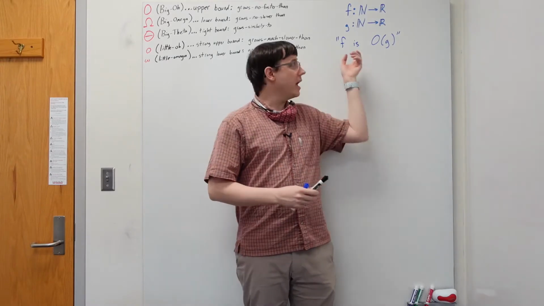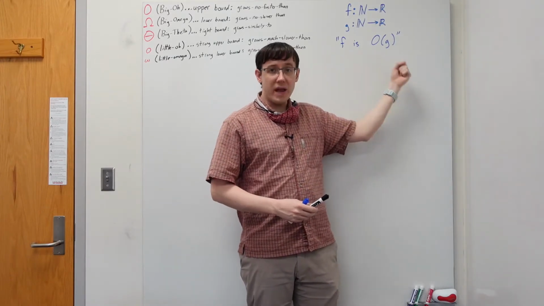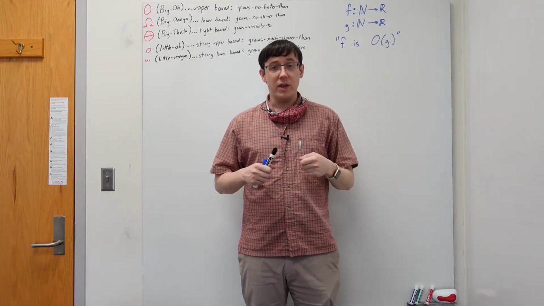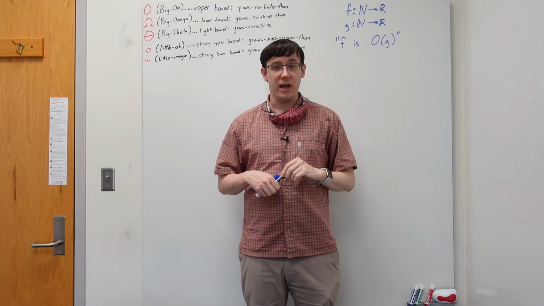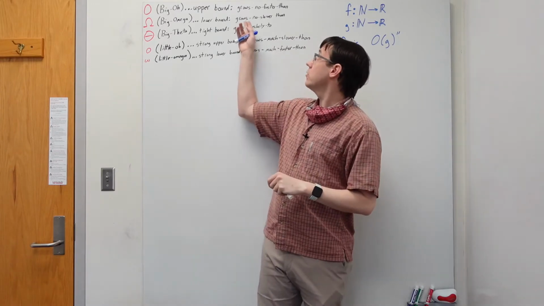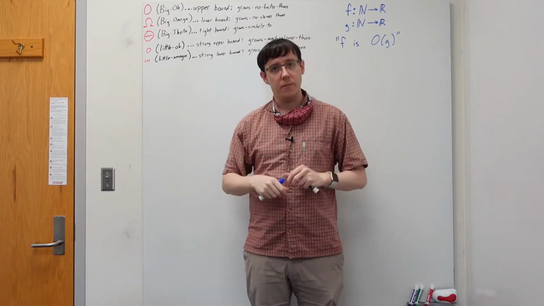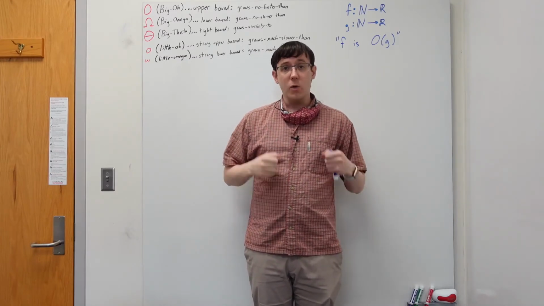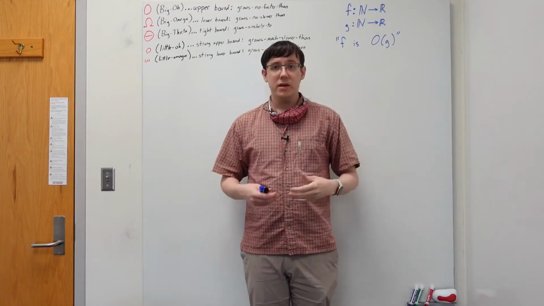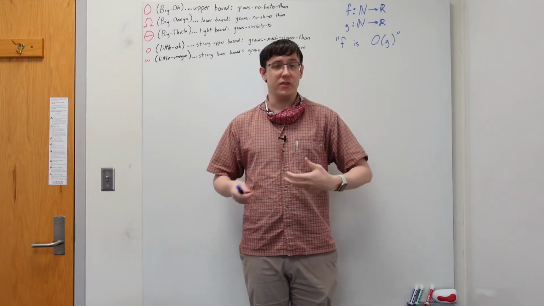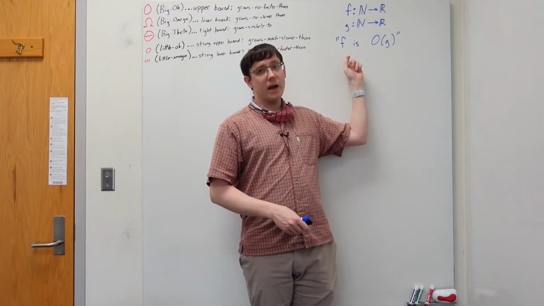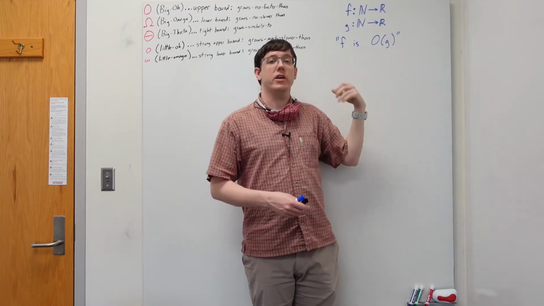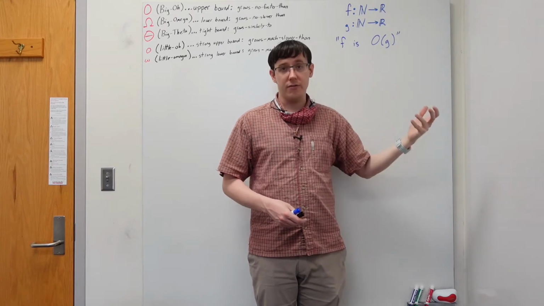If we say that f is big omega of g, then we're saying that g is a lower bound on how fast f can grow because f grows no slower than g. Big theta is a combination of big O and big omega. If f and g grow at the same rate, then we can say that f is big theta of g, and we can also say that g is big theta of f.